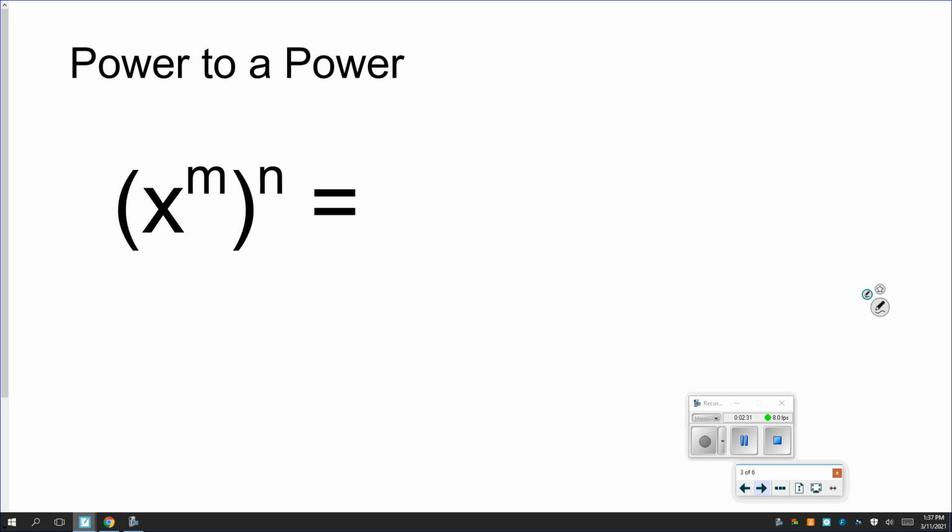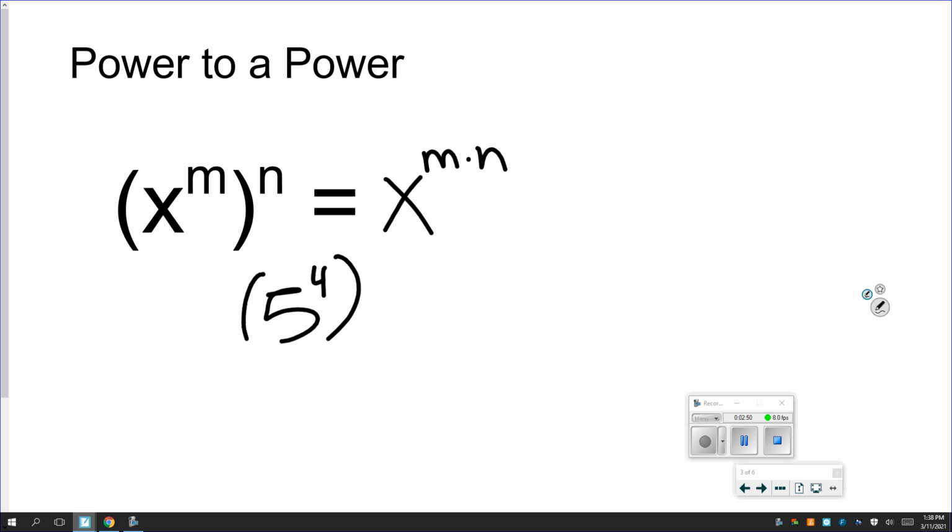Alright, the next one, we have power to a power. So that's that in parentheses, out parentheses. So in, out parentheses, what I can do with my shortcut is base stays the same, and I can multiply my m times n. Alright, so what this would look like, if I have 5 to the 4th to the 3rd power, I got that in and out. Base would stay as 5. And then I would do 3 times 4, which would give me 12. So that would simplify to 5 to the 12th power.